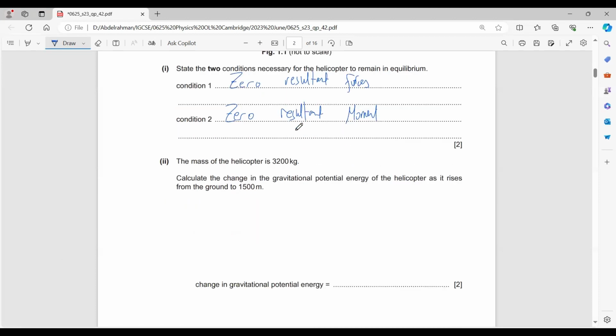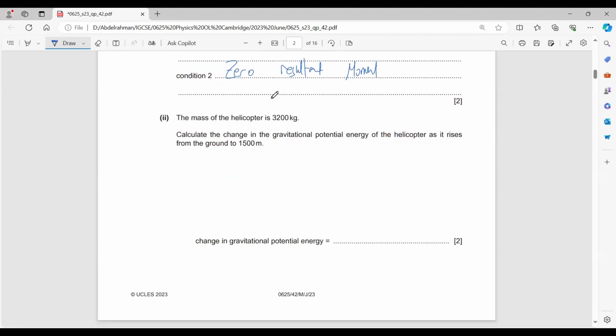The mass of the helicopter is 3200 kilograms. Calculate the change of gravitational potential energy as the helicopter rises from ground to 1500 meters. Gravitational potential energy, GPE equals. What's the equation? MGH. Mass times the G, which is 9.8, and the height 1500. Someone calculate it for me quickly.